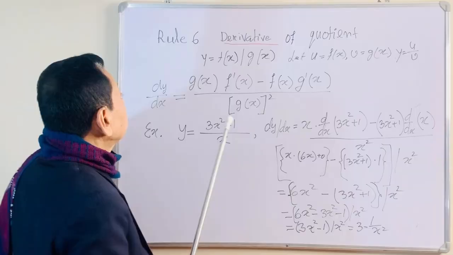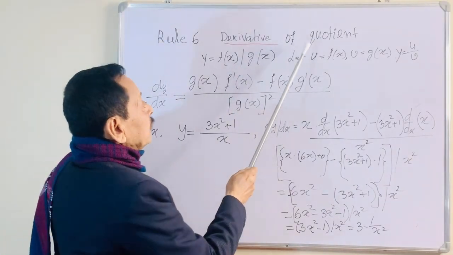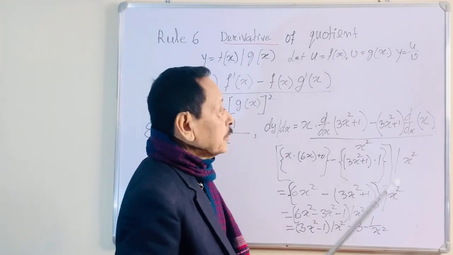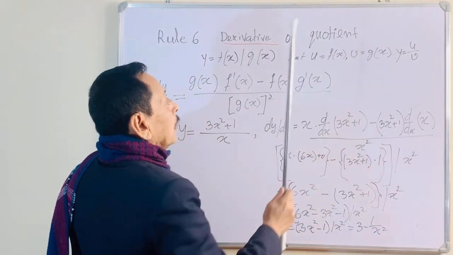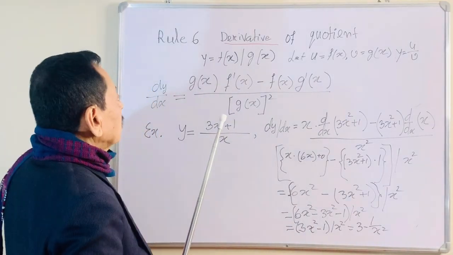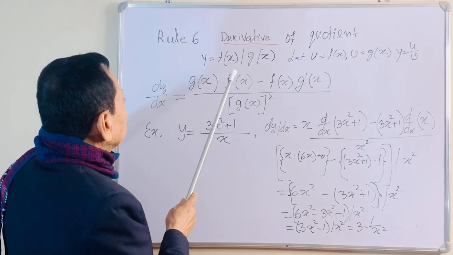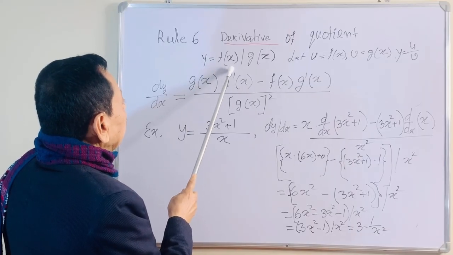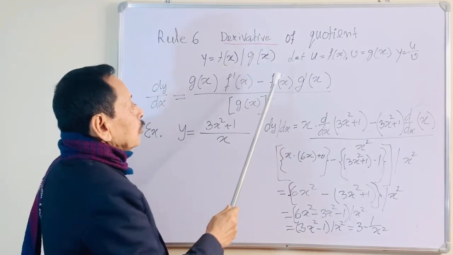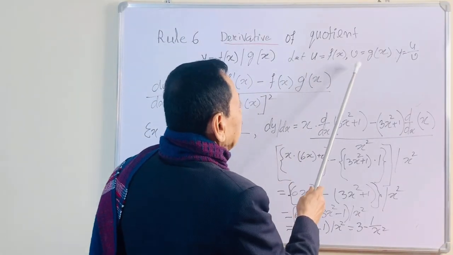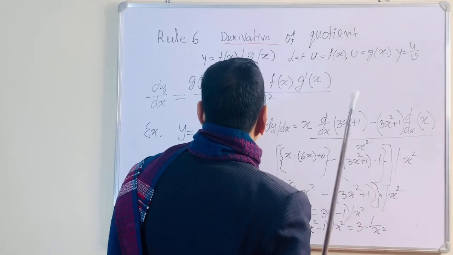Next rule is rule 6, the derivative of a quotient. So when it is in divisible form, what is the derivative? Suppose y is a function of x and it is in this form, f(x) divided by g(x). So let u is equal to f(x) and v is equal to g(x), then y is equal to u by v.